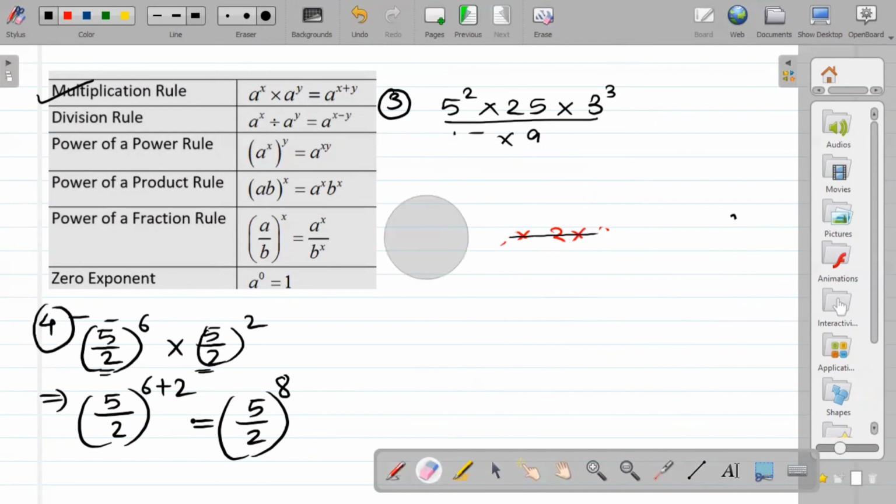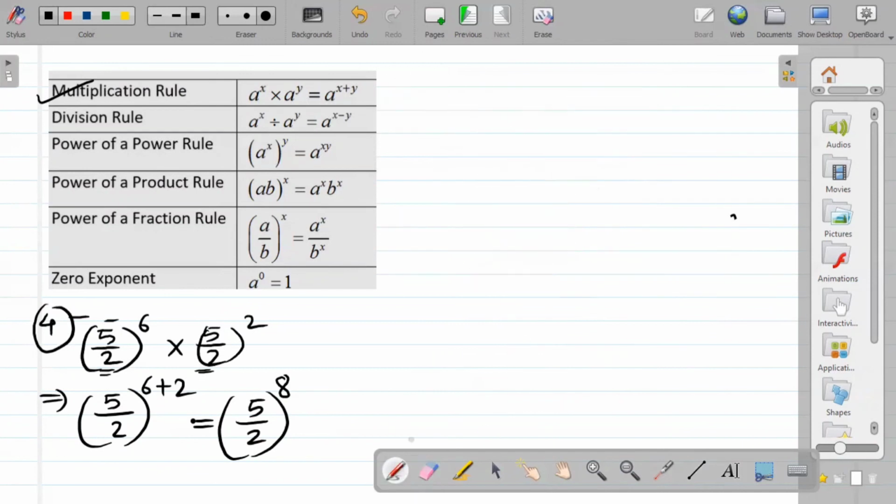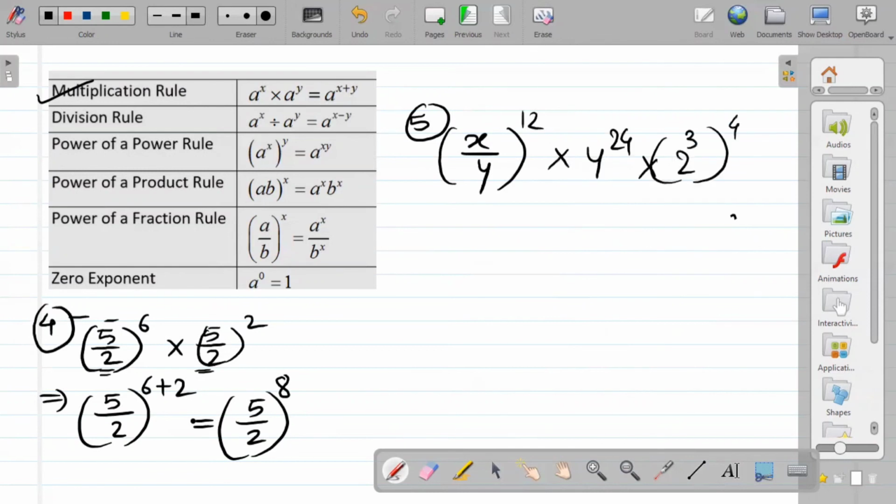Okay. Let's have one more example of this kind, that is the fifth one. X upon y raised to 12 multiplied by y raised to 24 multiplied by 2 raised to 3 raised to 4. Okay. Now simplify it. Now using this rule, power of fraction rule, we can separate the powers. So it will become x raised to 12 divided by y raised to 12 multiplied by y raised to 24.